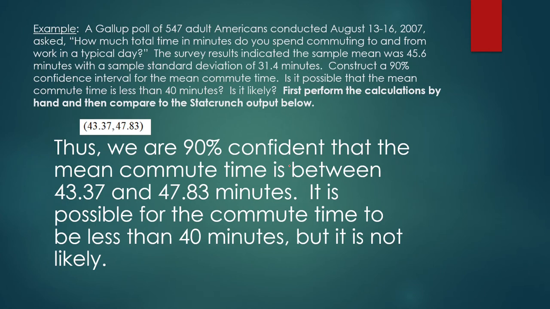We are 90% confident that the mean commute time is between 43.37 and 47.83 minutes. It is possible for the commute time to be less than 40 minutes, but it is not likely because 90% of the time we will be correct. So only 10% of the time will we have a commute time that is outside of our range.